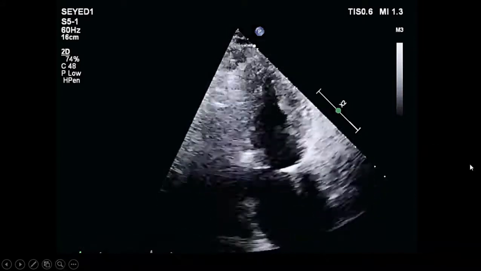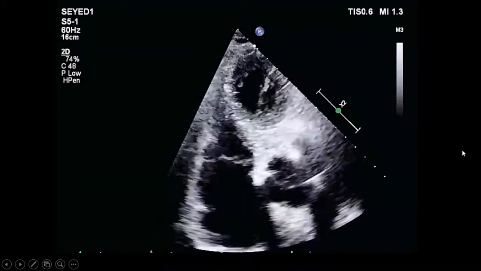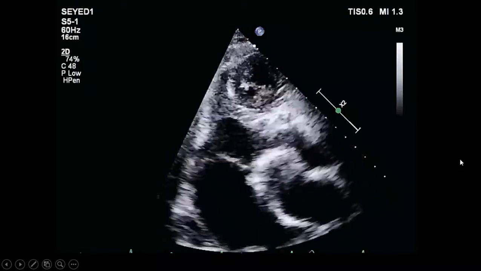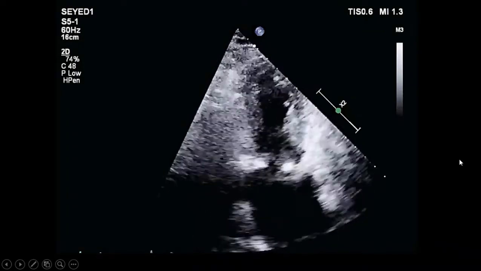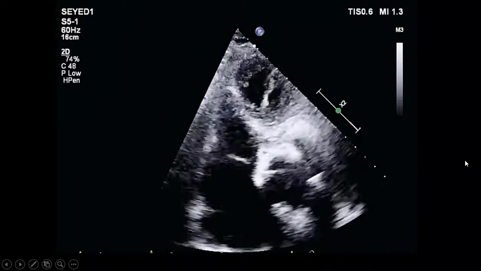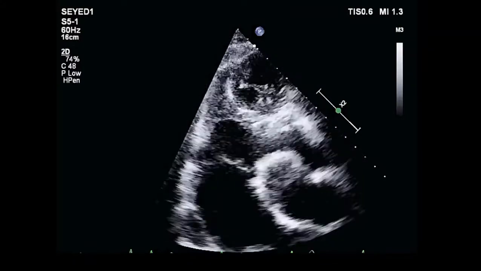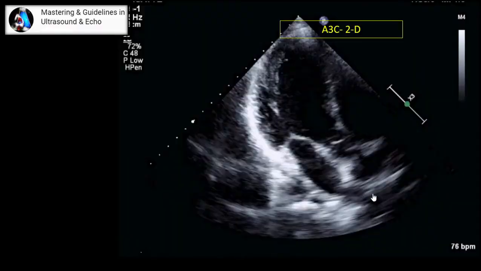Believe me, it helps you in many cases, especially when you don't have good windows on plax, or even when you want to see some other structure that you are not sure about in the other images.